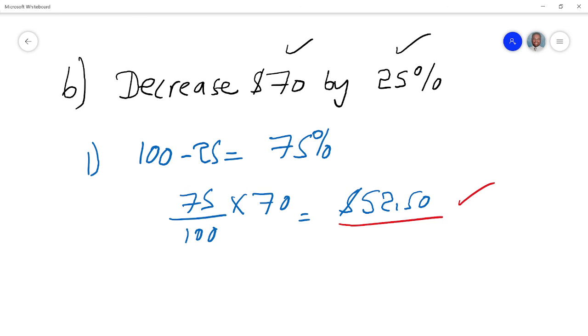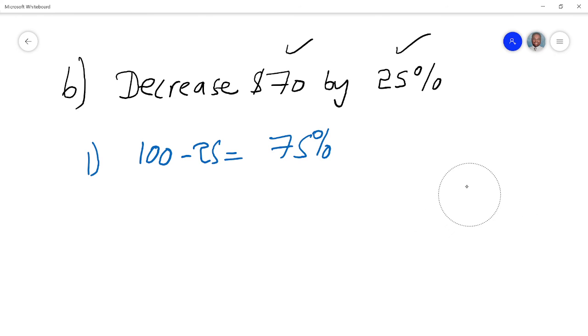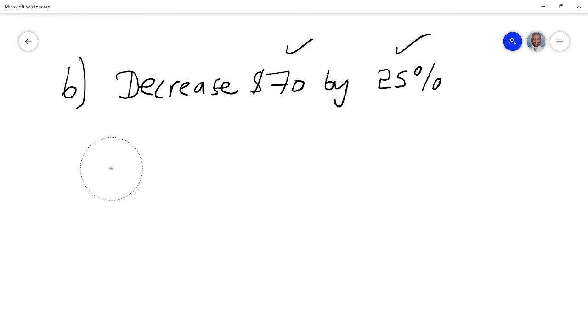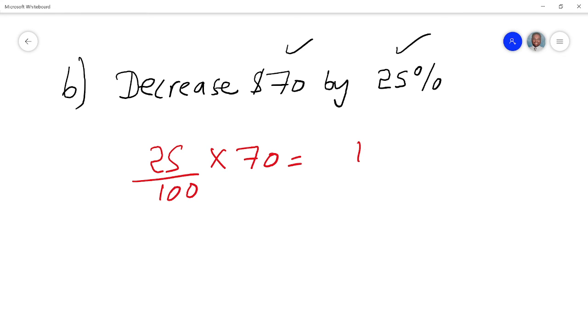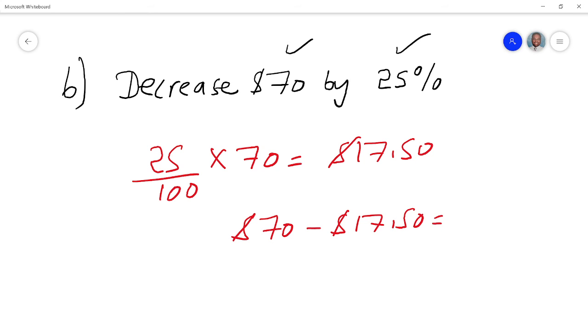Now let's look at step two. In step two, just like in the previous question, all you need to do is go 25 over 100 times 70. And that's going to be 17.50. So in other words, that's a decrease by 17.50. And what you now need to do is you go $70 minus $17.5, and you're going to get $52.5 as seen in step 1. You're going to get the same answer.